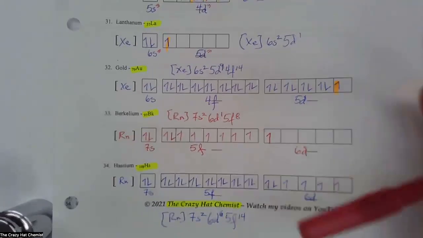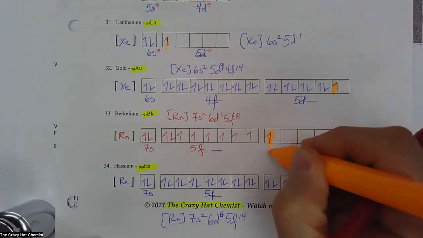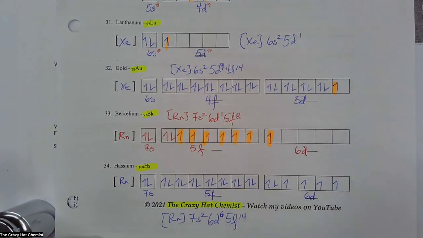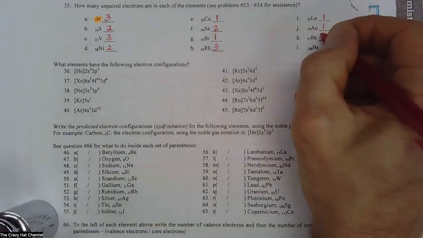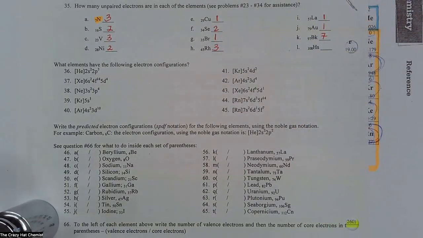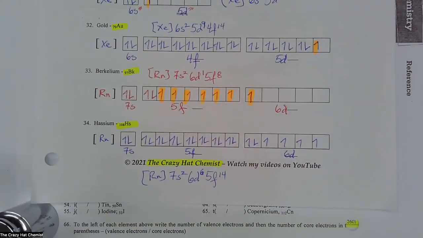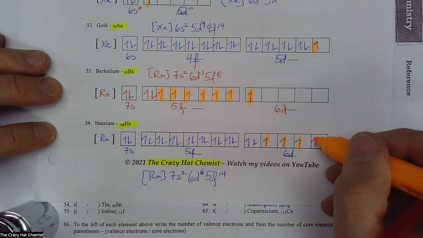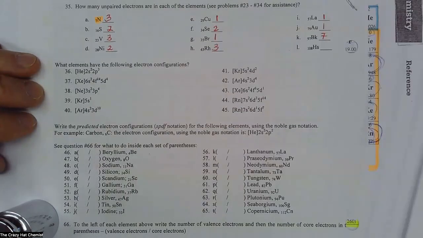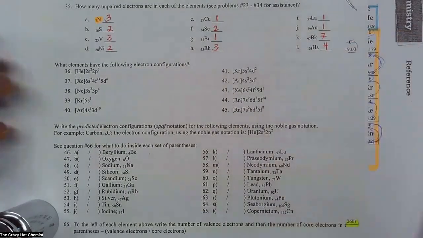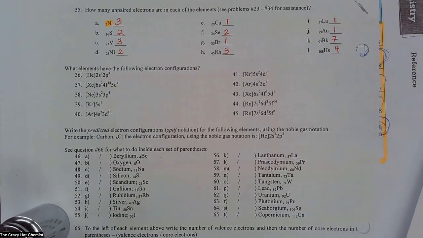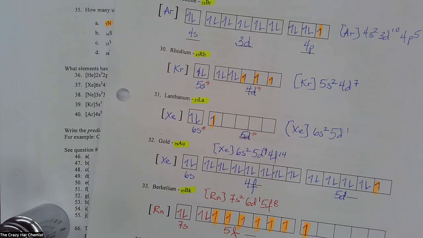How many unpaired electrons in berkelium? 1, 2, 3, 4, 5, 6, and 7 unpaired electrons. 7 unpaired electrons in berkelium. How many unpaired electrons in hassium? Hassium has 1, 2, 3, and 4 unpaired electrons. That's 4 unpaired electrons. So hopefully you see how you get the unpaired electrons as well as the orbital box diagram. Absolutely critical on that.